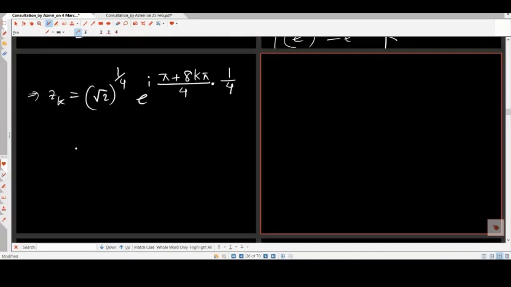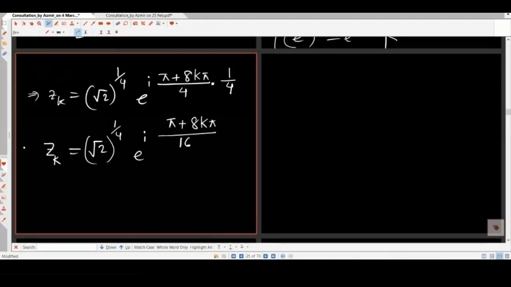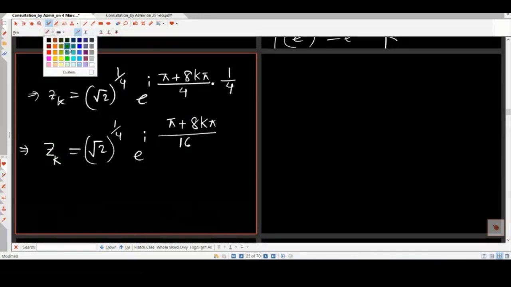So here we have root over 2 power 1 over 4 e power i. In the denominator we have 4 times 4, that is 16. So pi plus 8k pi is in the numerator. So finally we are done, we have found all the solutions. Here we have generated one relation for k.